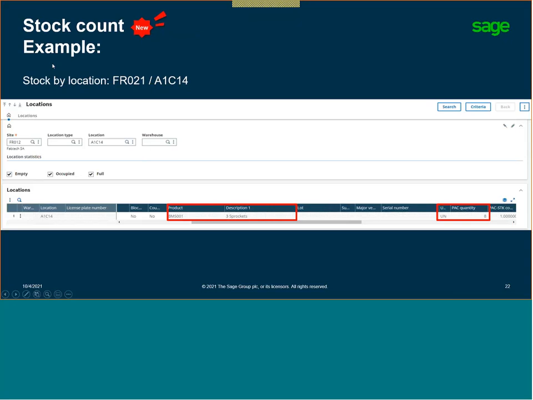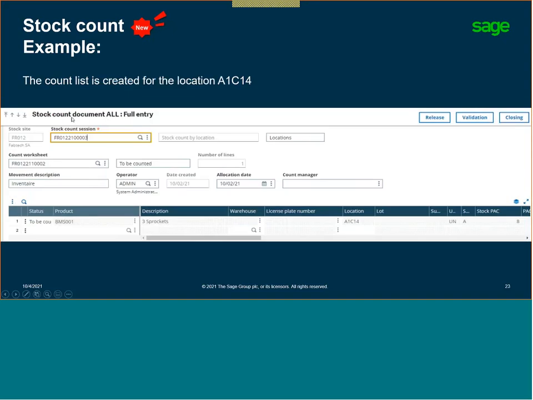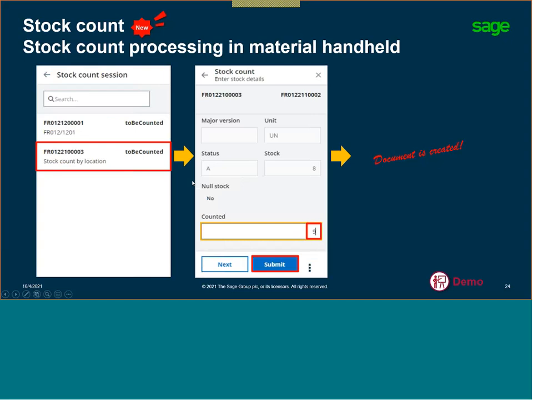Now, here you have an example. If you want to test it, you can select the site FR021 with the location A1C11, and you can see there is only one product, BMS001, with 8 units. From there, you can create a count list. In this example, you have the count list FR012-21-3. You can process it in Sage X3, or you can use your handheld device. When you select the stock count function, you select the count list, the one that has been created, and you can indicate the variance, for instance. Here you have 8, so you can indicate 9 and submit.